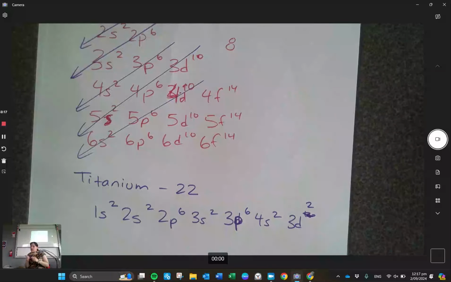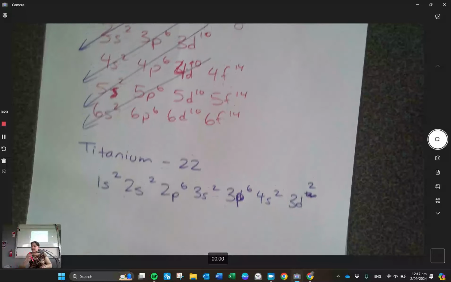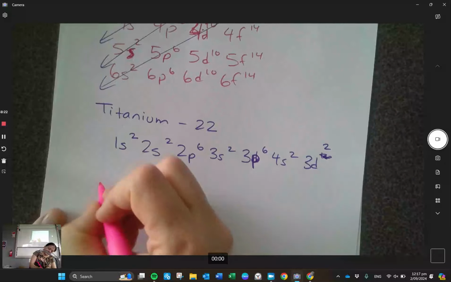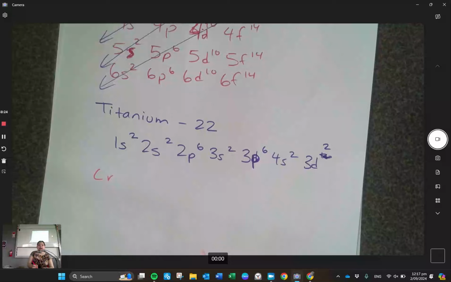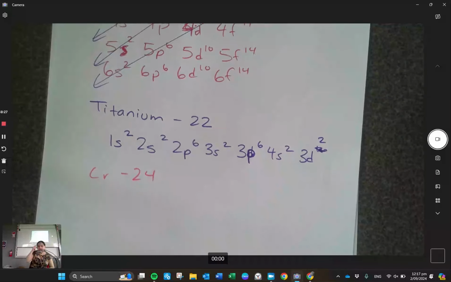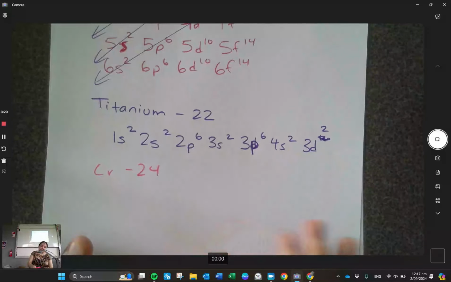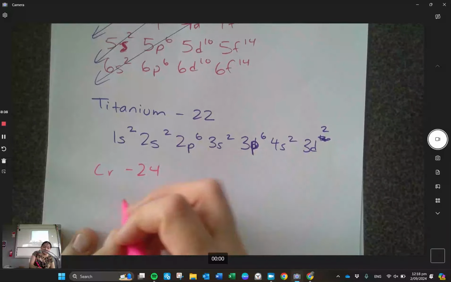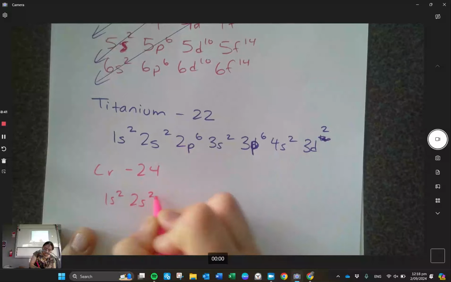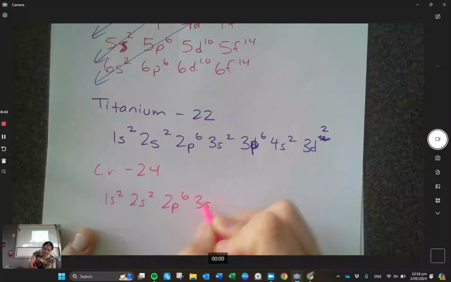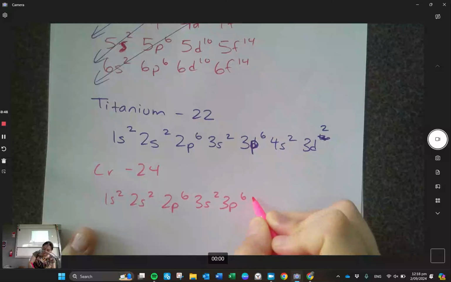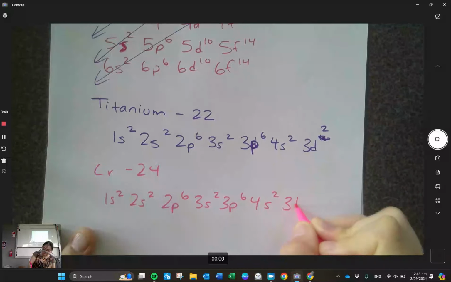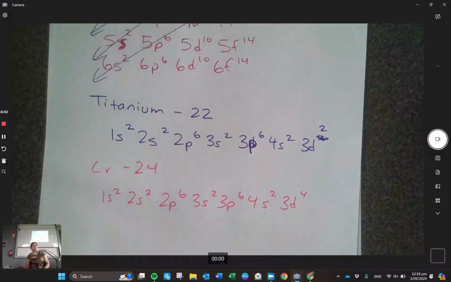All right. First exception to the rule is chromium, which is Cr. It has the atomic number of 24. Now, if you were to fill in chromium, you would think, I got to fill all these guys in, and this one is 24, so this one's 22, so I'd be changing this number to a 4. That's what you guys would think would happen.